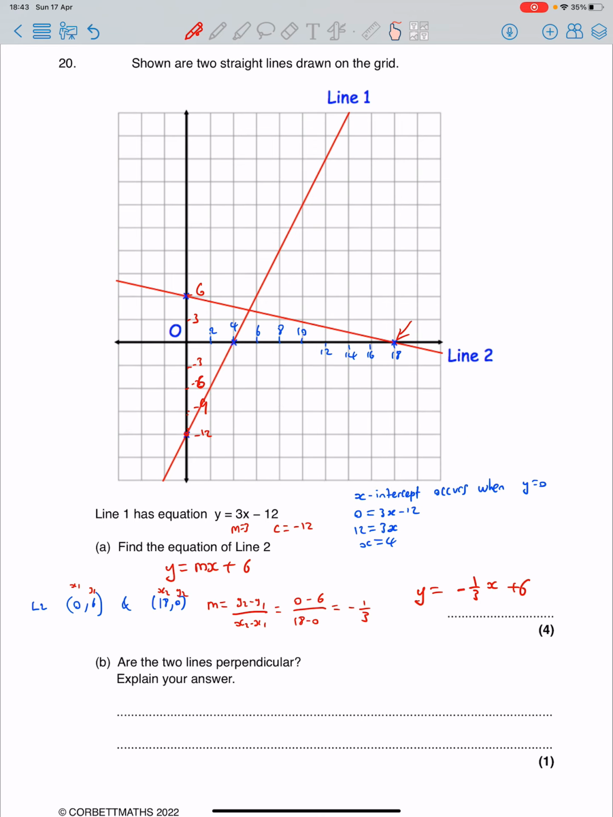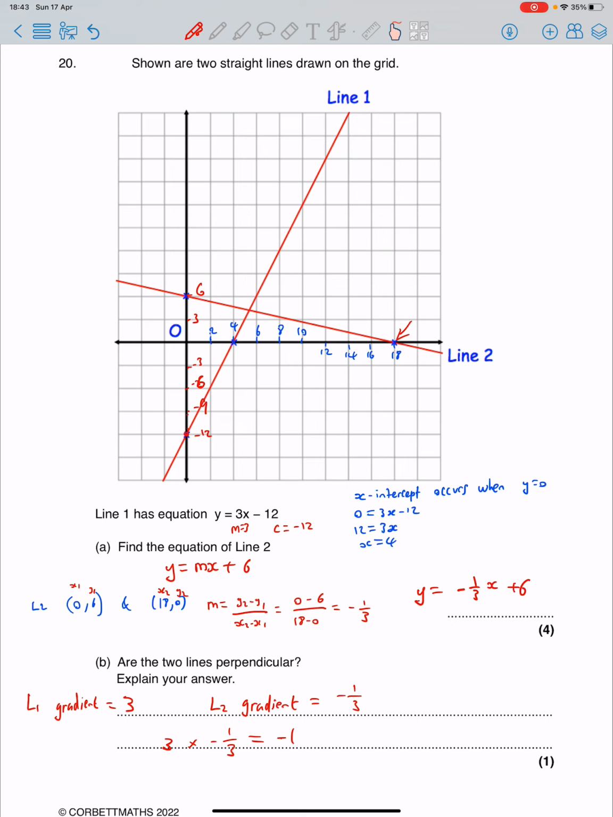Next, are the two lines perpendicular? Well, if we take the gradient, L1 gradient equals 3, and L2 gradient is equal to minus a third. Now that is the negative reciprocal, and another way of showing that it's the negative reciprocal is by going, okay, 3 times minus a third is equal to minus 1.